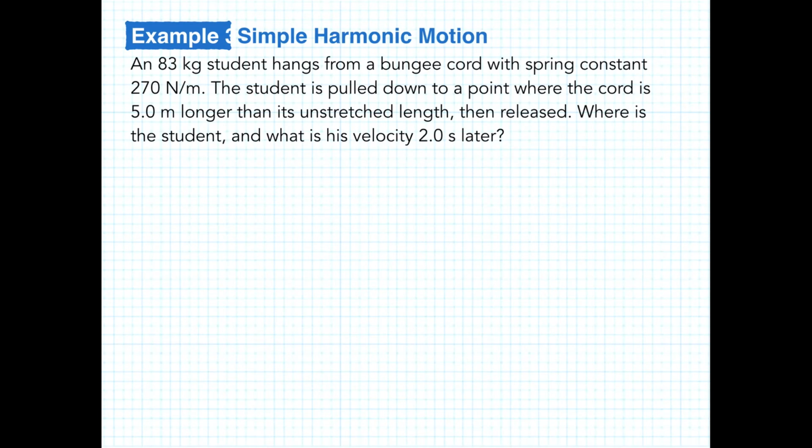So we say we have this student hanging from a bungee cord with a spring, and the spring has a spring constant of 270 newtons per meter. If you pull the student down to a point where the cord is 5 meters longer than its unstretched length, then release, we want to know where is the student and what is his velocity 2 seconds later.